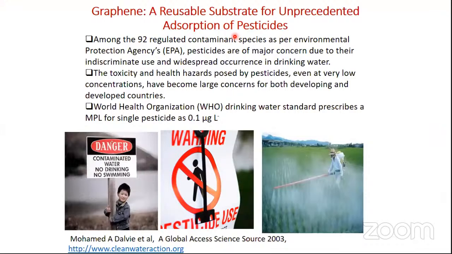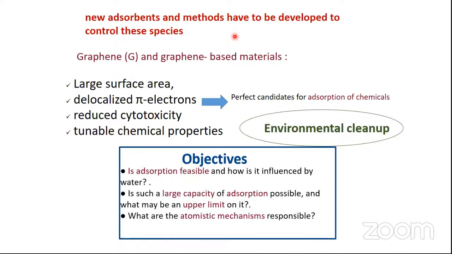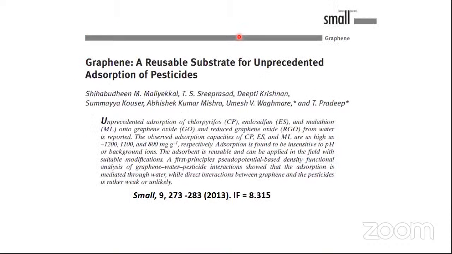One of the areas in which we are working is water purification, and this was on graphene oxides. Why graphene oxide? Because they have large surface area, tunable chemical properties, and the objective was how much pesticide it can remove from the water. So we published in collaboration with Professor T. Pradeep at IIT Madras, who is a well-known potential awardee for the water research.